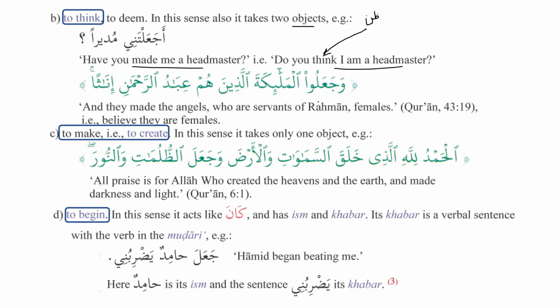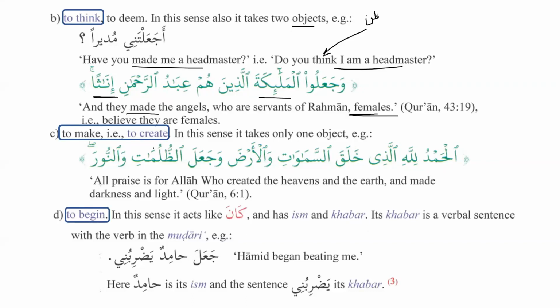وَجَعَلُوا الْمَلَائِكَةَ الَّذِينَ هُمْ عِبَادُ الرَّحْمَنِ إِنَاثًا. And they made the angels, meaning they believed or they thought the angels, who are servants of Ar-Rahman, females. They considered them as females. So al-malaikata and inatha, we can see over here, it has two objects.